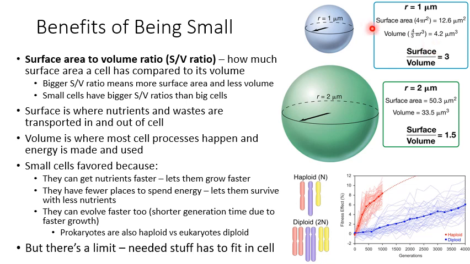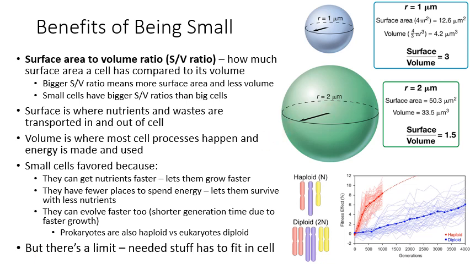So when you calculate the surface area and the volume for spheres with these radii, you get that the surface area compared to the volume for the first sphere is a ratio of 3. So that's 3 times as much surface area as volume. And for the second sphere, it's 1.5. So that's 1.5 times as much surface area as volume. The volume has gone up much faster than the surface area has in the bigger sphere.